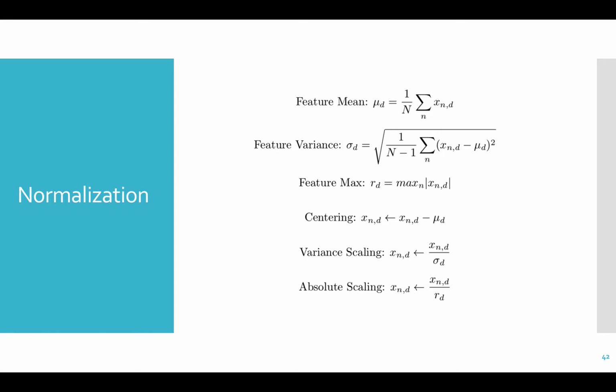These are the different formulas to calculate the different feature normalization methods. We calculate the mean of a particular feature, we calculate the variance of a particular feature, as well as the max. And then we can perform centering using the mean, variance using the variance, and absolute using the maximum.